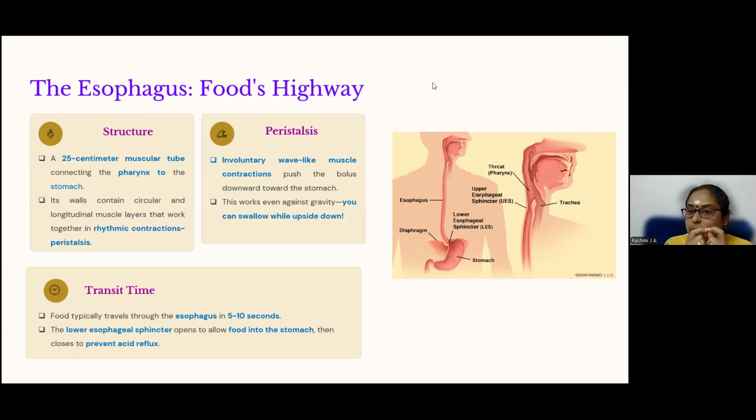Wherever there is a junction between two organs of the digestive system, we call it a sphincter. So here, the lower esophageal sphincter is at the end of the esophagus, where the esophagus and the stomach meet. There it opens so food will enter into the stomach, and it closes so that the acid will not move up. Okay.